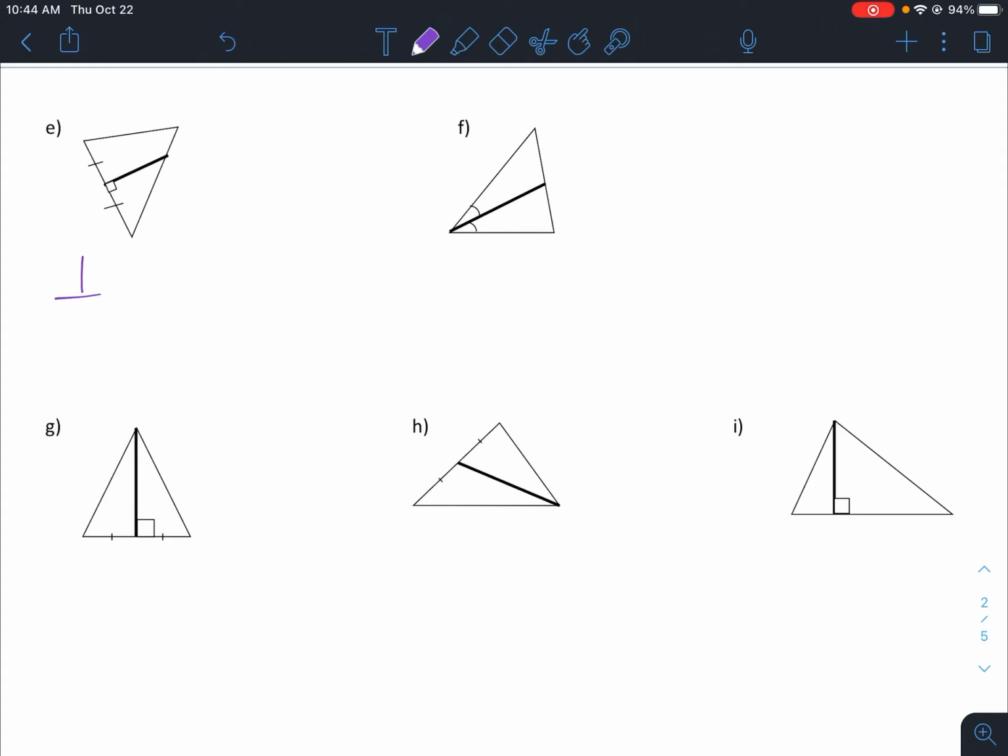Letter B, a median. A median will only give us congruent segments. So AO is a median. That means that these two are equal. So I know that CO is congruent to EO. Letter C, AO is an angle bisector. So that means that these two angles must be congruent. Angle CAO and angle EAO are congruent. I should put a congruent symbol in there instead of a comma.